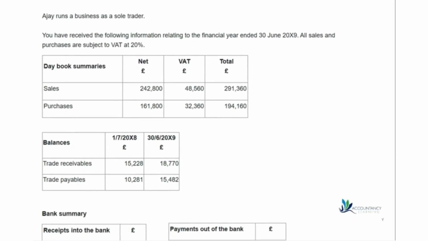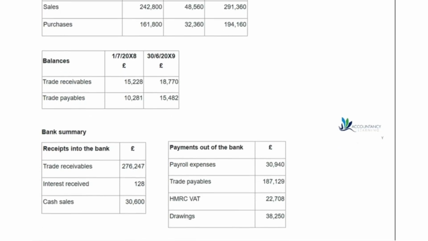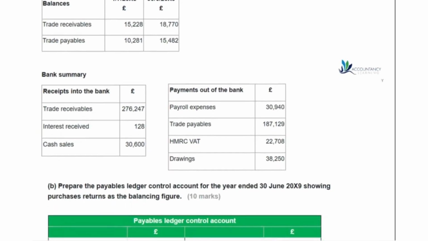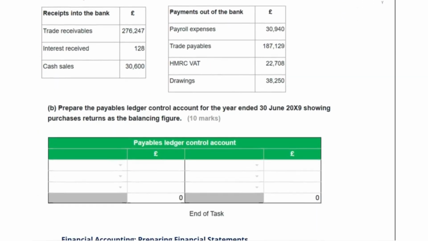So now we're given some information about AJ's business. We're told that all sales and purchases are subject to VAT at 20%. We've got some daybook summaries, some trade receivables and payables summaries, and information about the bank as well. The final part of this task is asking us now to prepare the payables ledger control account for the year ending the 30th of June X9. We need to show the purchases returns as the balancing figure. So we need to create this account from the information that we're given.